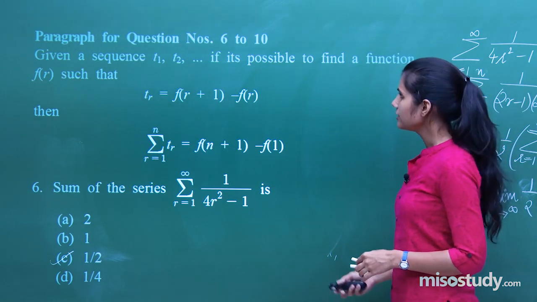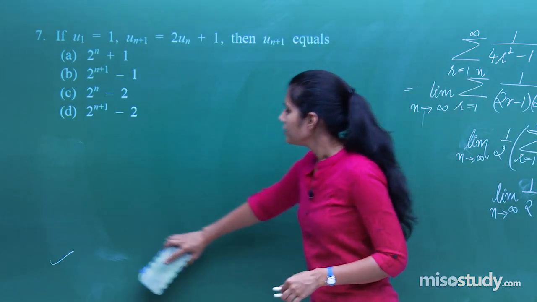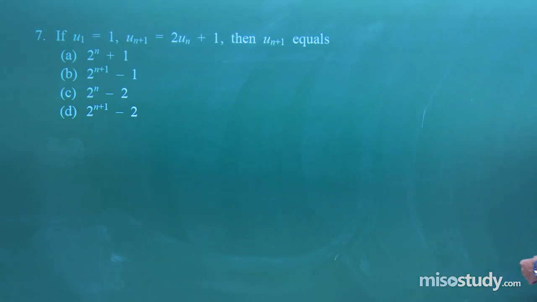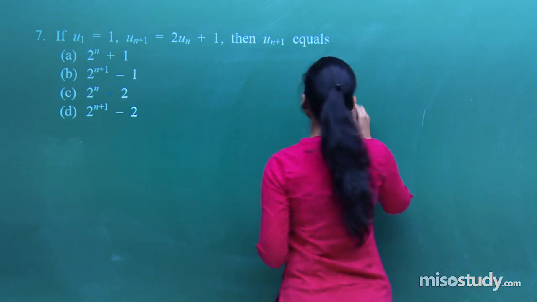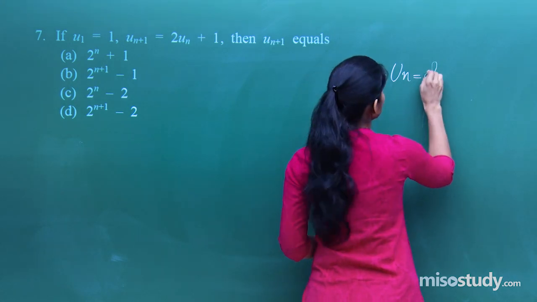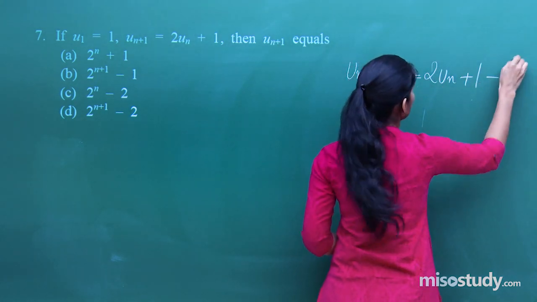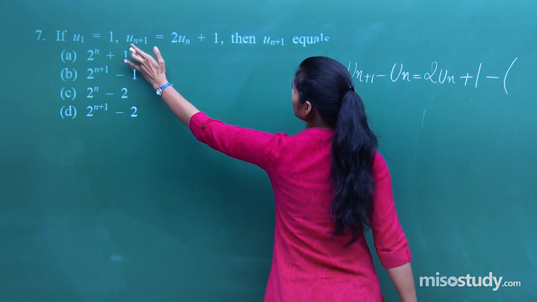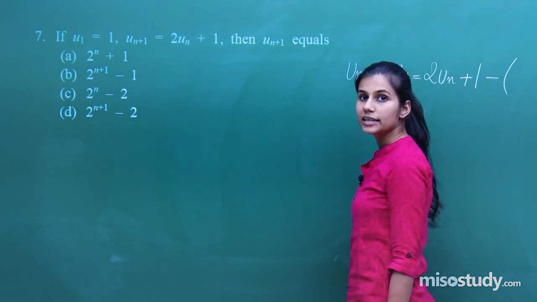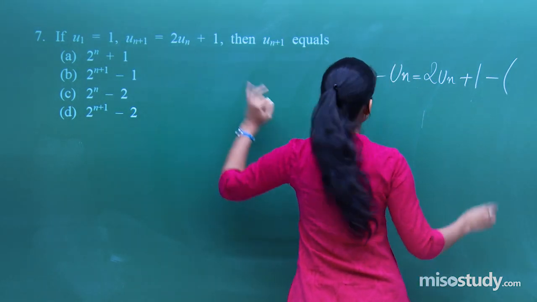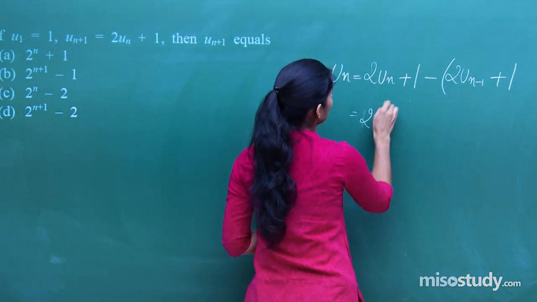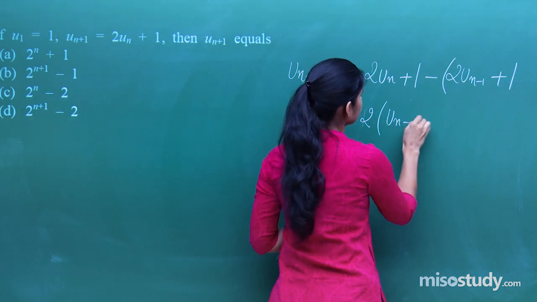Okay. Next, what is it that you have? You have if u1 is 1 and un plus 1 is 2un plus 1, then un plus 1 is equal to what? So, if un plus 1 minus un, if I consider, un plus 1 is 2un plus 1 minus. So, un will be what? Un will be when you replace n by n minus 1. When you replace n by n minus 1, you actually get un. So, this will be 2un minus 1 plus 1. So, this is twice of un minus un minus 1.